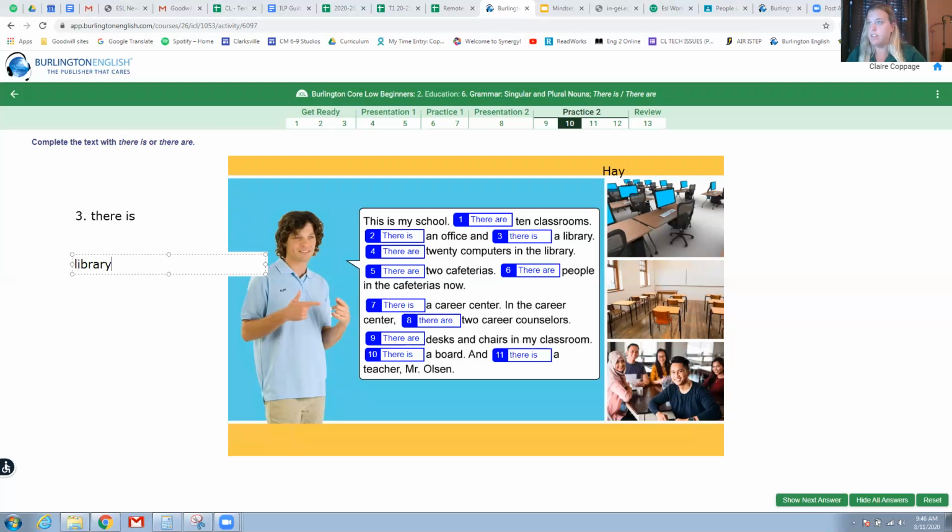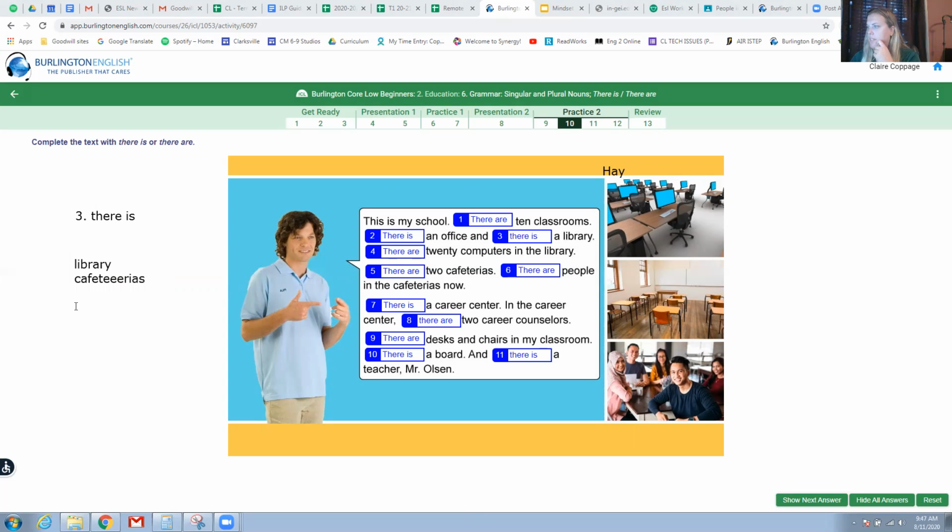This word, repeat after me, library. Library. Library. Library. Good. And then this word, cafeterias. Cafeterias. Cafeterias. Very good. So here it's like cafeterias. Okay.